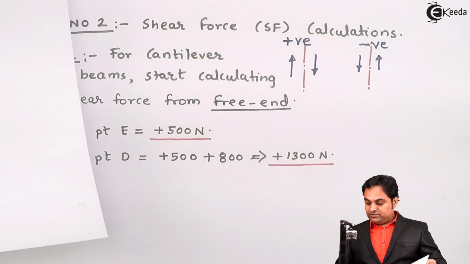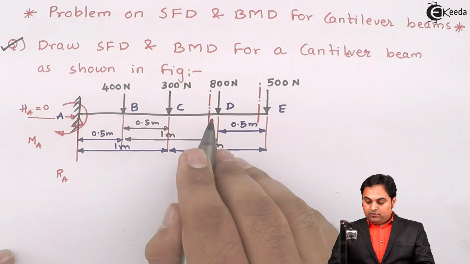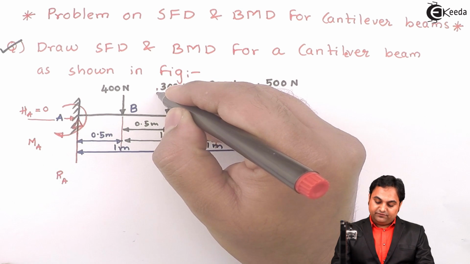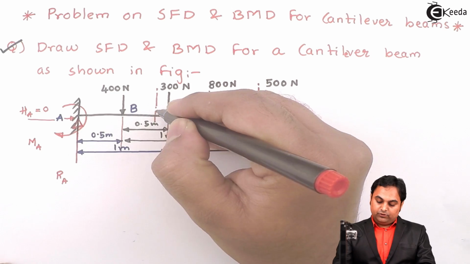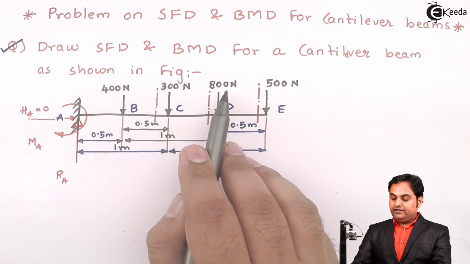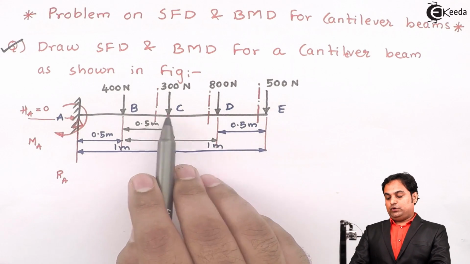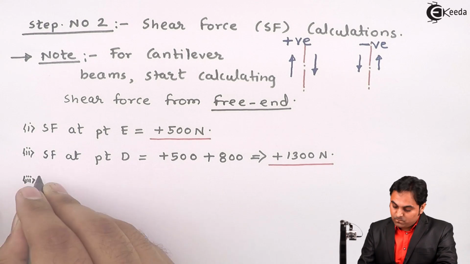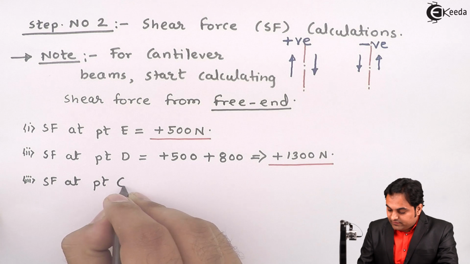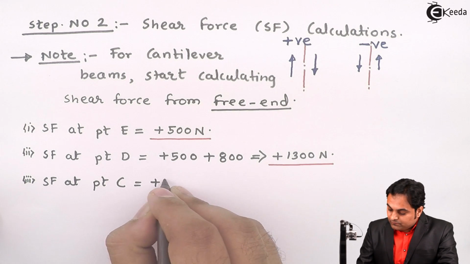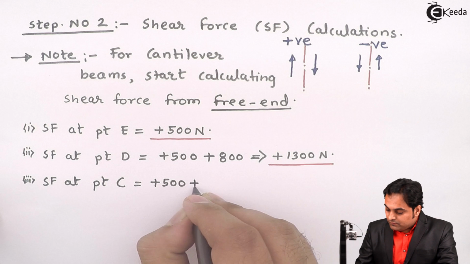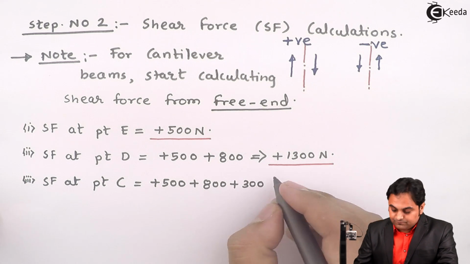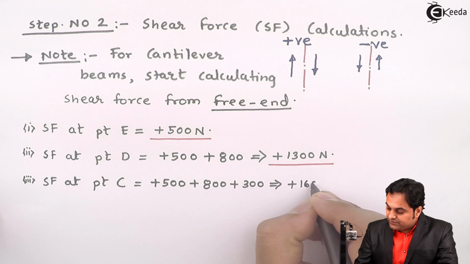Next, this value of shear force will carry on from D to C, that is, it will continue up to the right hand side of C. Next, if I am taking the section to the left hand side of C, then on the right hand side I have three forces, 300, 800, 500, all are acting downward. So on the right hand side, downward is treated as positive, so that will be SF at point C is equal to plus 500 plus 800 plus 300, that gives me plus 1600 Newton.